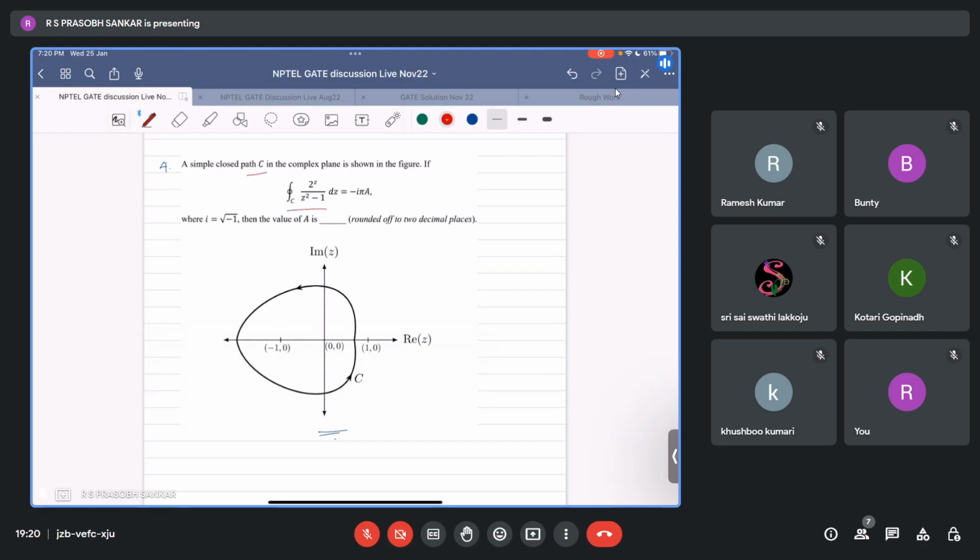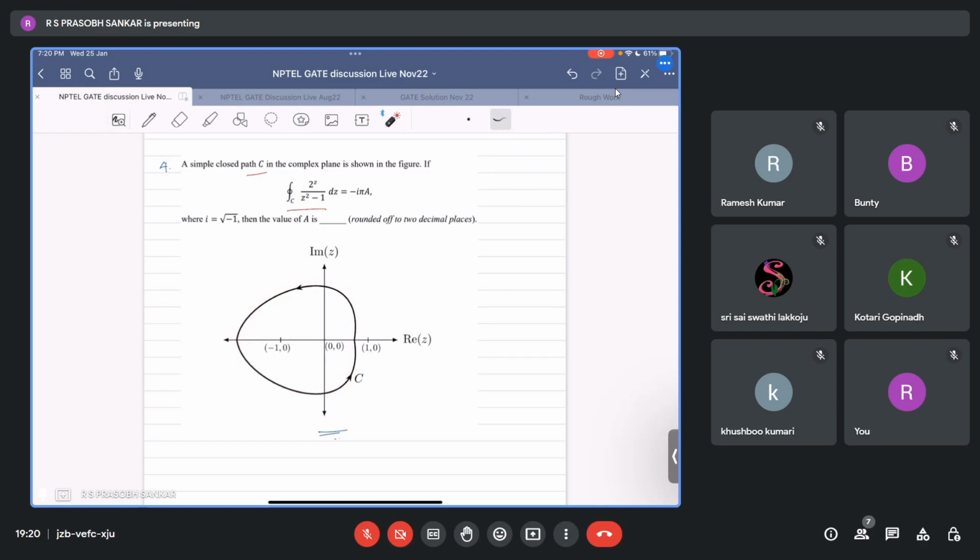So the question is like this: a simple closed path C in the complex plane is shown in the figure. So there is a curve already. Usually you will be given circles or things like that, but here it's a different curve. I think it's called a cardioid, but it doesn't matter. We have a curve here. This is our curve gamma.